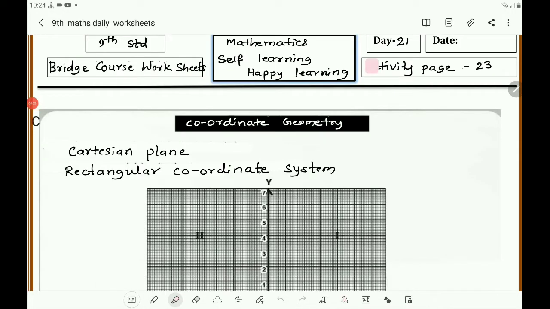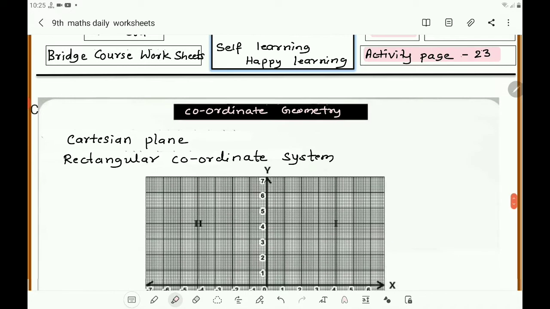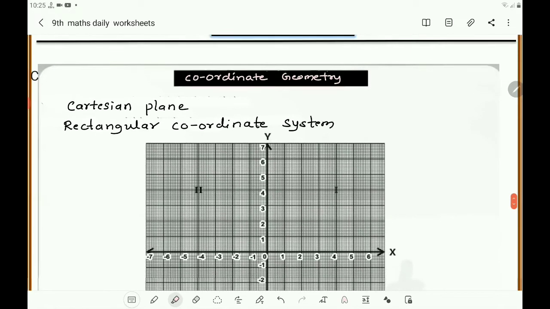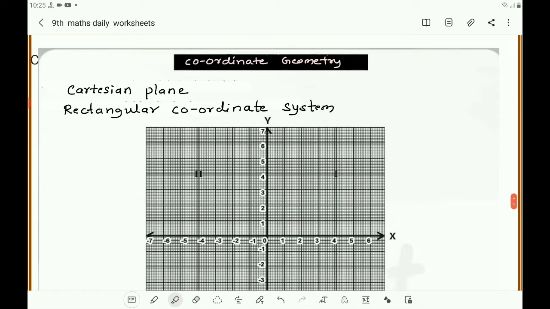Children, it is activity page number 23 for day 21. It is an activity on the chapter coordinate geometry. Now let us discuss the rectangular coordinate system.